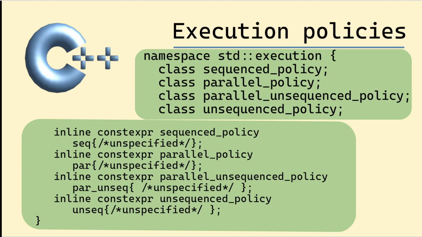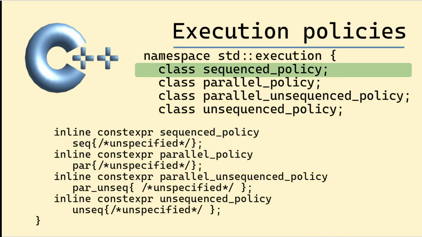The sequenced policy is instantiated as an object named seq, the parallel policy class is instantiated as an object named par, the parallel unsequenced policy is instantiated with the name par_unseq, and the unsequenced policy is instantiated with the name unseq. So the sequenced policy, parallel policy, parallel unsequenced policy, and unsequenced policy are policy types, and seq, par, par_unseq, unseq are policy instances or policy objects created out of those types.